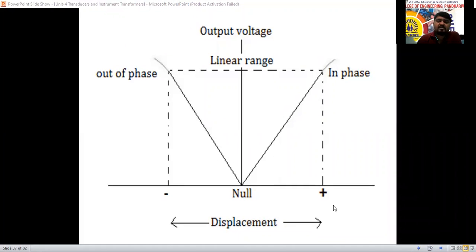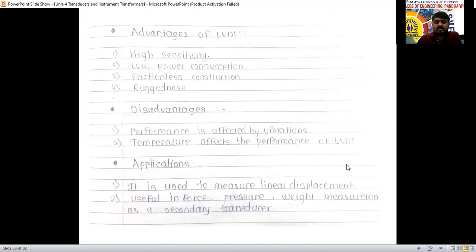A similar principle applies to the RVDT. How the LVDT operates for the three positions, null position, right position and left position, is the same operating principle for the RVDT, the rotary variable differential transformer.